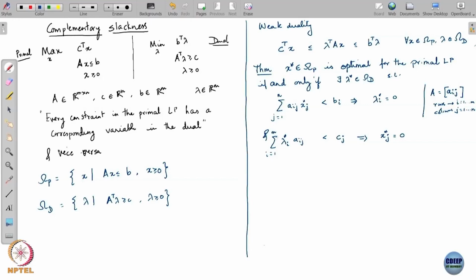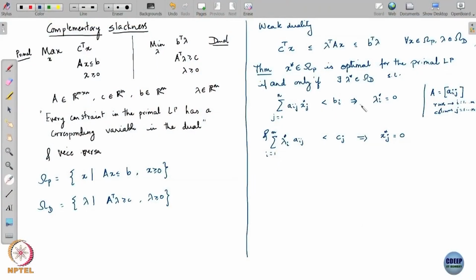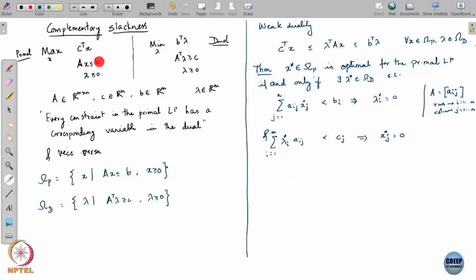So, what this means is, the way you should understand this inequality here is, it says that if this inequality is strict, then you must have that lambda star i corresponding to that inequality is 0. So, what is this inequality? This inequality is the ith constraint of the primal LP. So, if the ith constraint of the primal LP holds strictly, meaning it does not hold with equality, then the lambda i corresponding to that must be 0.